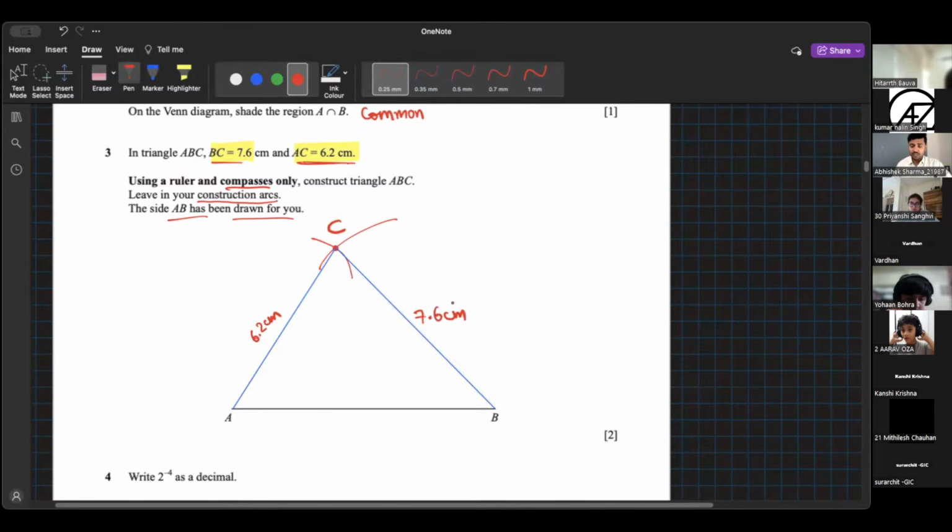And leave your construction arcs. Do not erase them. It is clearly mentioned, leave in your construction arcs, because that's the working that shows we have used a ruler and compass and have done the construction for this triangle. Shall we move on?